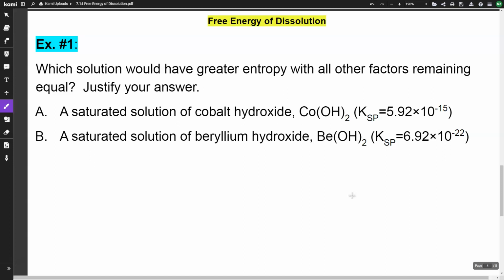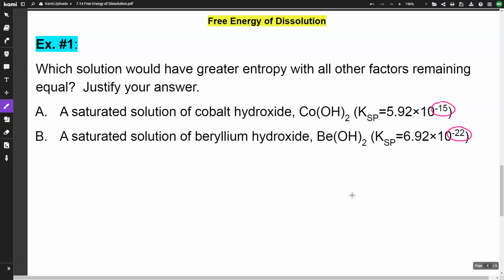This is a good opportunity to revisit exponents. If you have something times 10 to a negative exponent, that is a really small number. Looking at these two values here, you have negative 15 and negative 22. Negative 22 might appear like it's a bigger number, but remember it's negative, so it's going to be a really, really tiny number. Our cobalt hydroxide has a higher KSP value, so that means that it's going to dissociate into a greater number of ions because of the higher KSP value here.